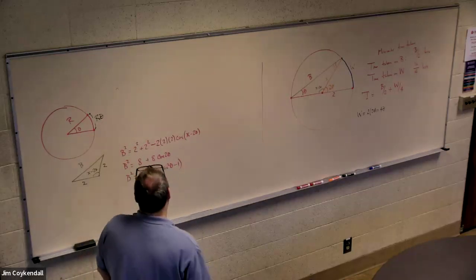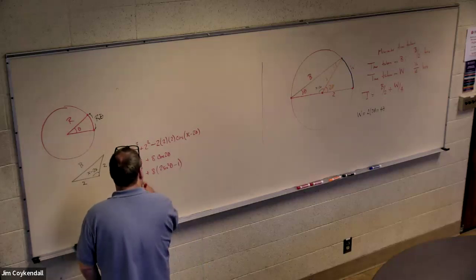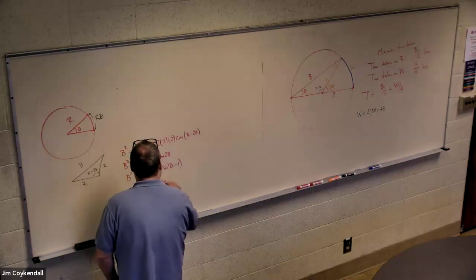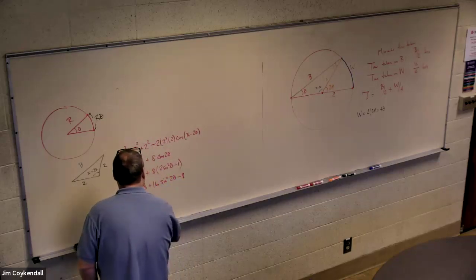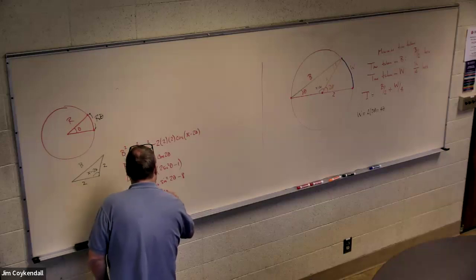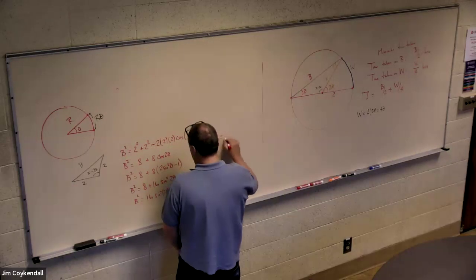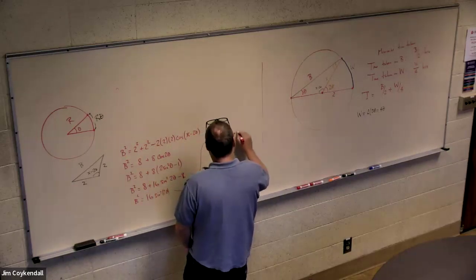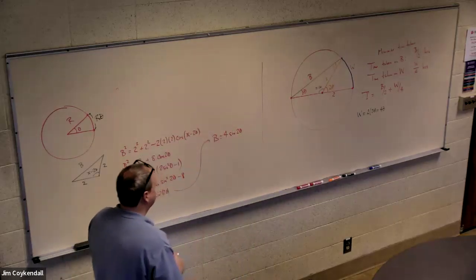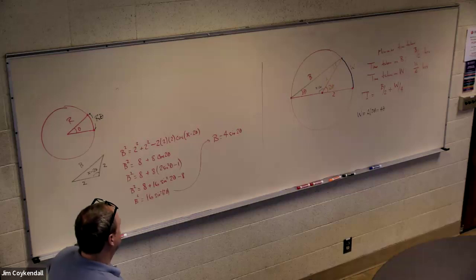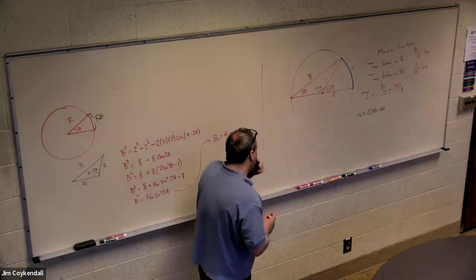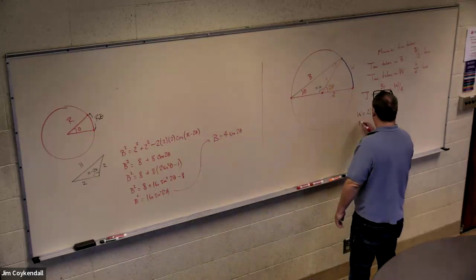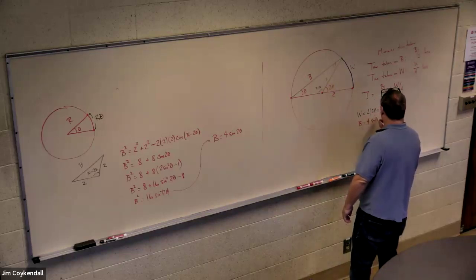Actually, there's an easier way to do this too. So this is going to be 8 plus 16 sine squared 2 theta minus 8. Then I get b squared is 16 sine squared 2 theta, so b is 4 sine theta. There's definitely an easier way to do this. See if you can get it. That'll be a good exercise for you. So what I get is b is 4 sine theta.